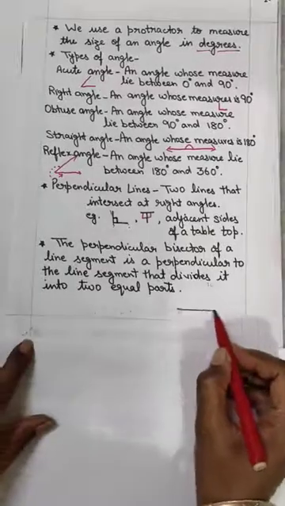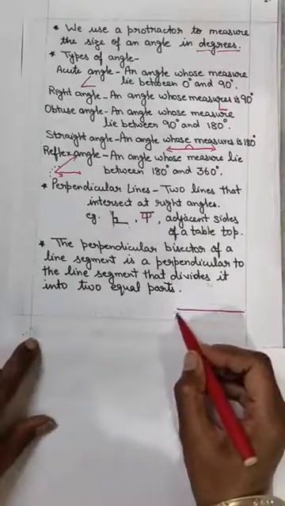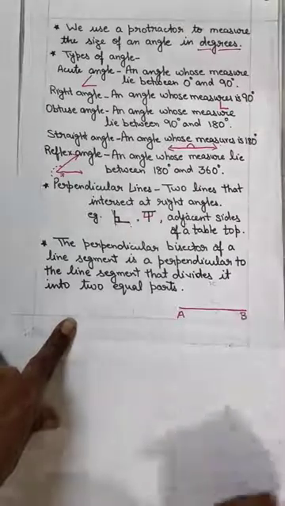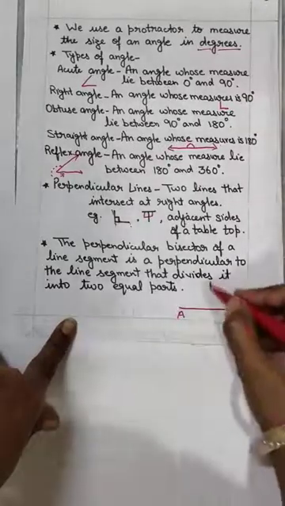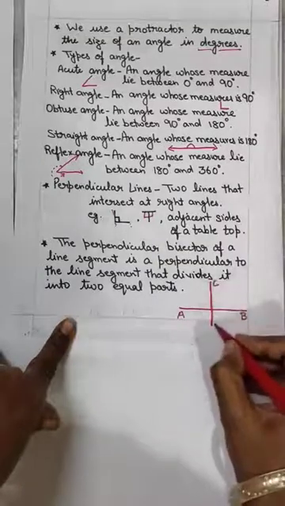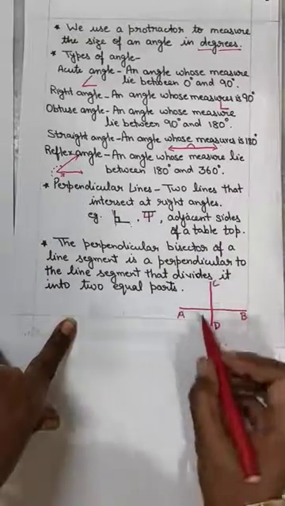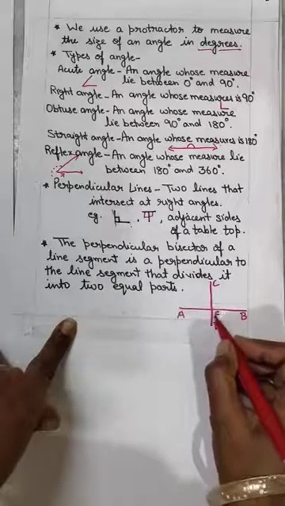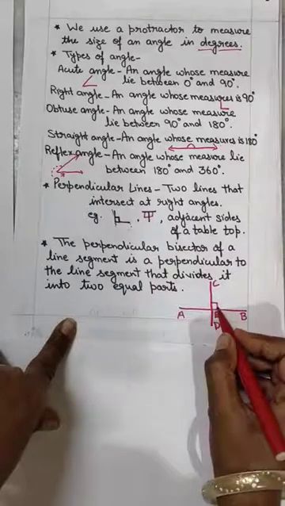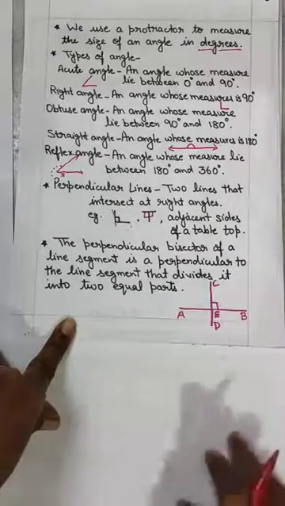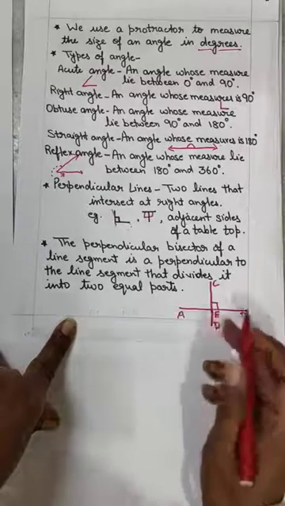Suppose I have made one line segment here, AB. This is line segment AB, and this is a perpendicular bisector CD. This CD bisects AB at point E. This is a perpendicular bisector, so it is bisecting AB at a right angle.